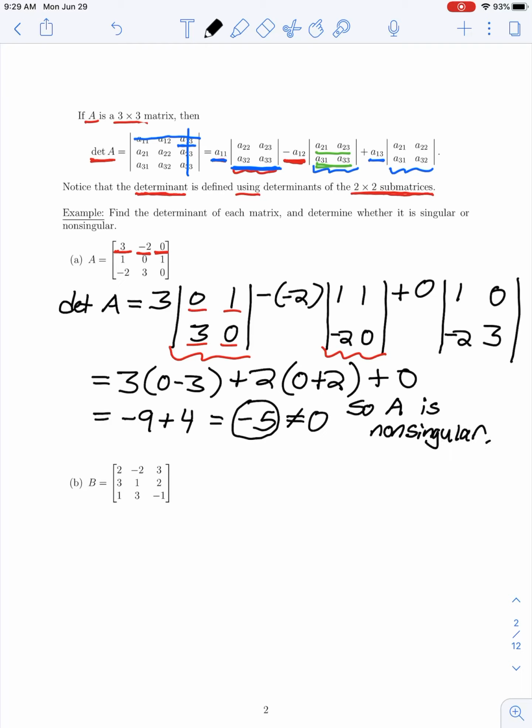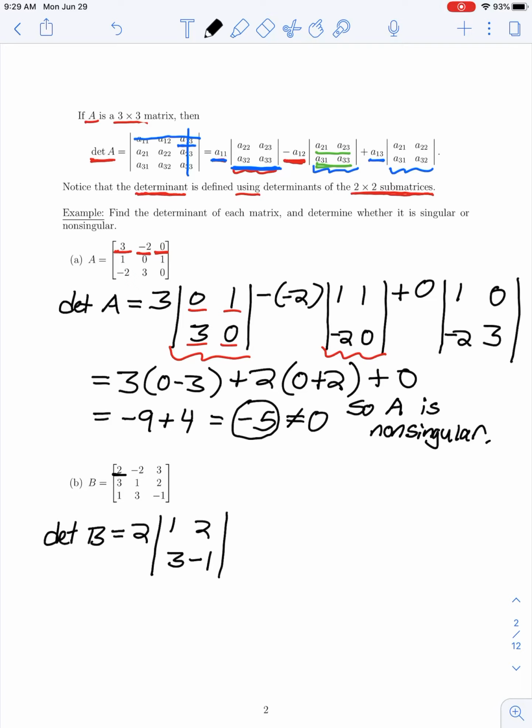So we would be able to find an inverse of this matrix A. So let's look at another one. In part B, we would take the determinant of B as 2, the first entry in our first row, times the determinant of the submatrix 1, 2, 3, negative 1. That submatrix comes again from deleting the first row and first column that entry 2 lied in.